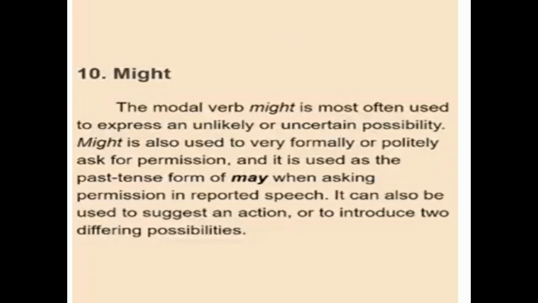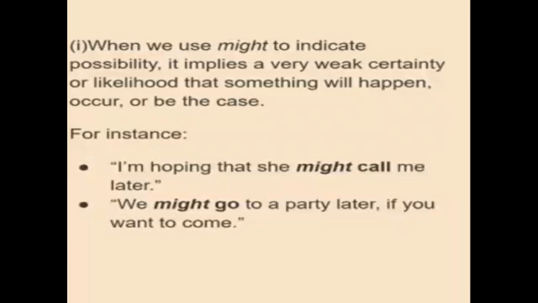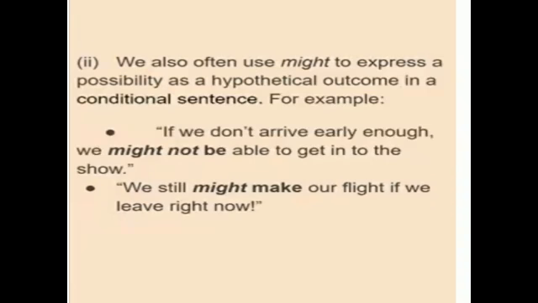Next one is might. The modal verb might is often used to express an unlikely or uncertain possibility. Might is also used very formally or politely to ask for permission. When we use might to indicate possibility, it implies a very weak certainty or likelihood that something will happen, occur or be the case. For example, I am hoping that she might call me later.